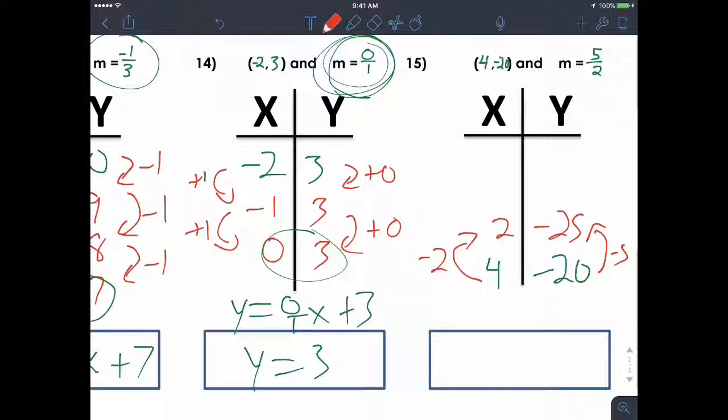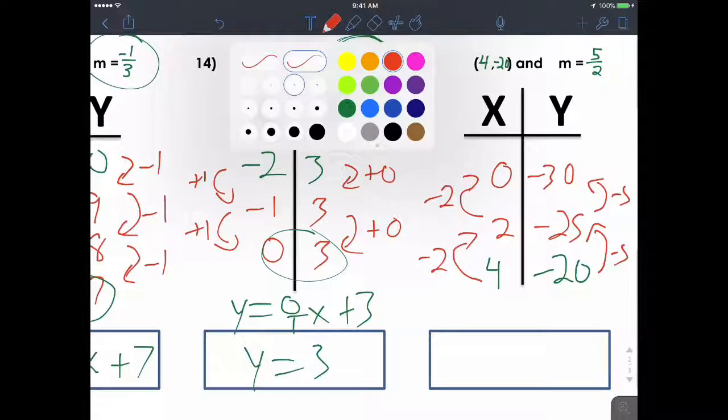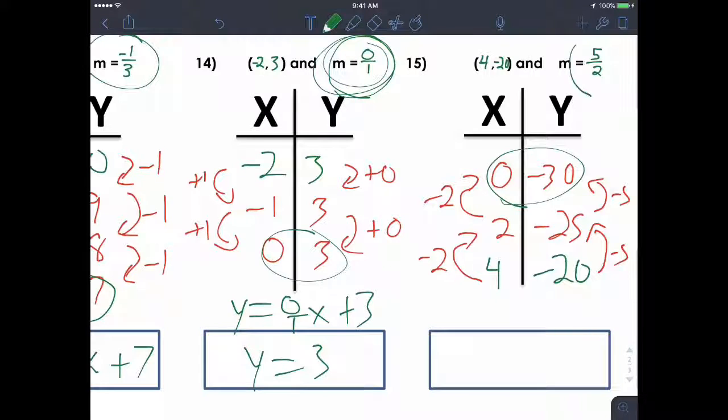-25. I'm going to do it again, so I'm going to subtract 5 on the y side, I'm going to subtract 2 on the x side. That's going to get me 0 and -30. So this right here is my y-intercept, and my slope is right here. So that's y equals 5 over 2x minus 30.